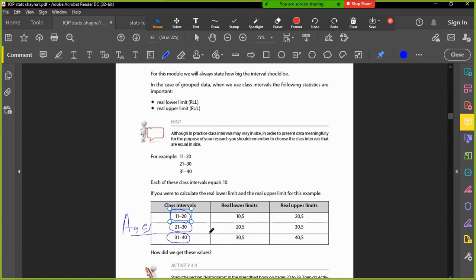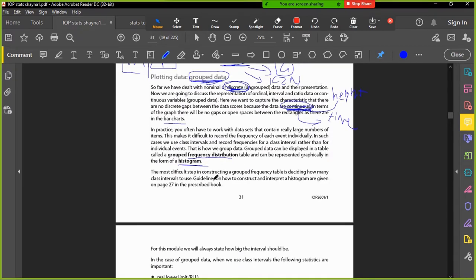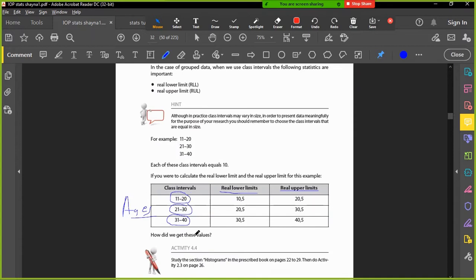What's the minimum value being 10.5? I don't understand what that means. Okay, here we're looking at real lower limits and real upper limits. If you go back, you have to look at this. In practice, you often have to work with data sets that can contain really large numbers of items. So you can have lots and lots of people in each of those groups, right?